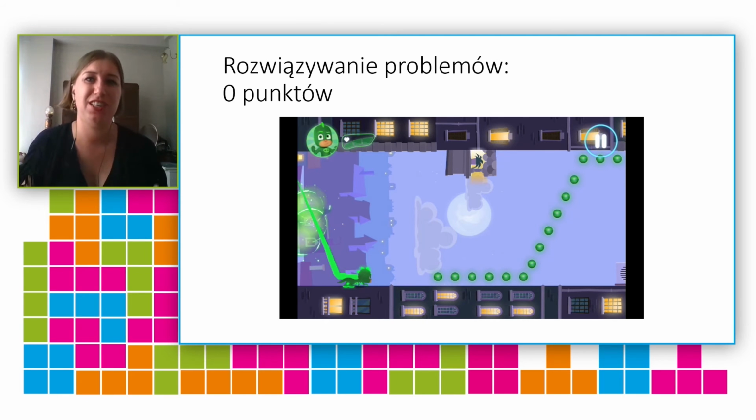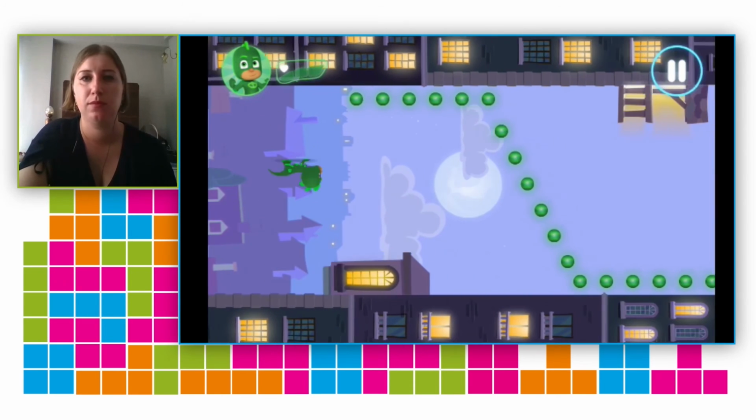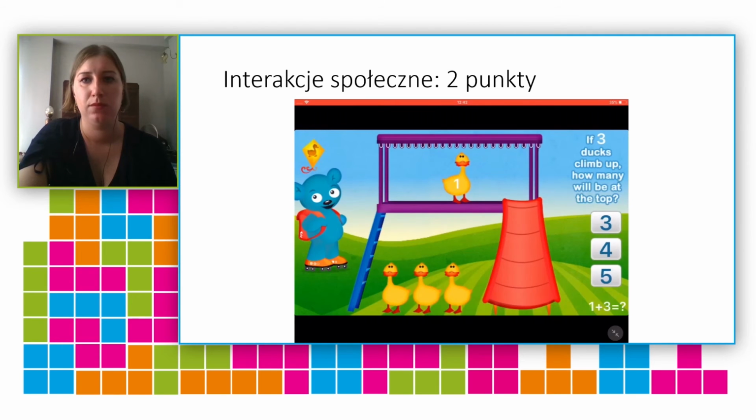discerning them from other colors and other shapes. So this is like a thinking exercise where you analyze shapes and colors. And another app, it scored 0 points for problem solving, pyjamas.